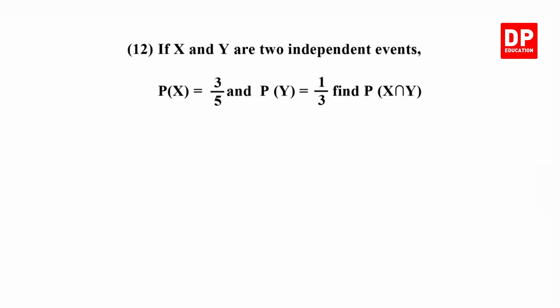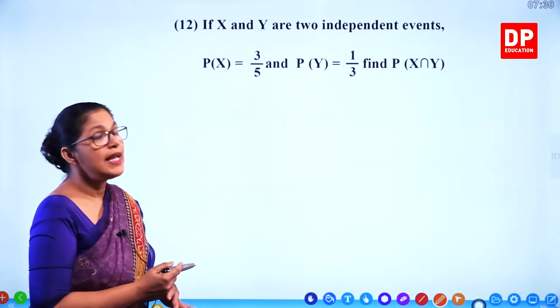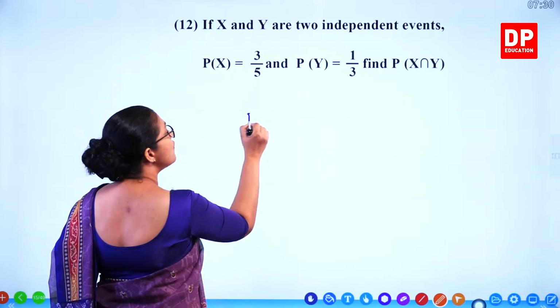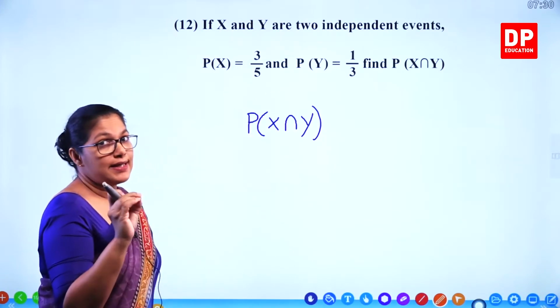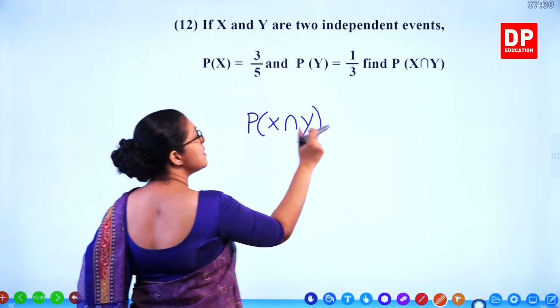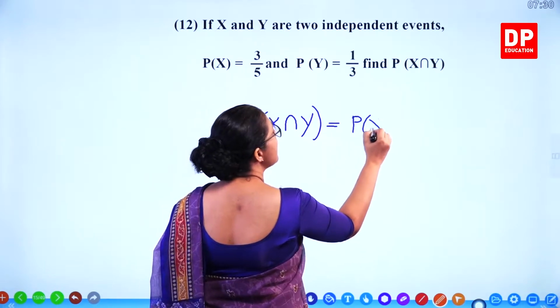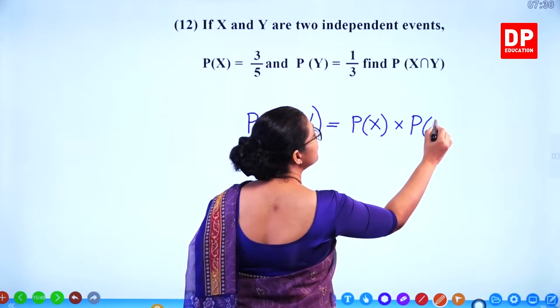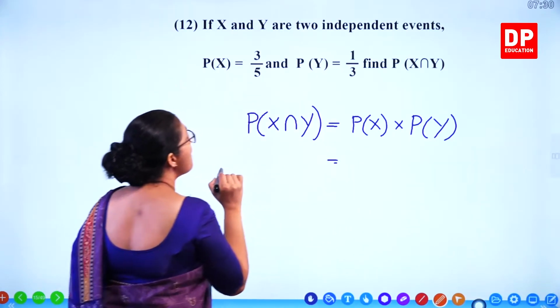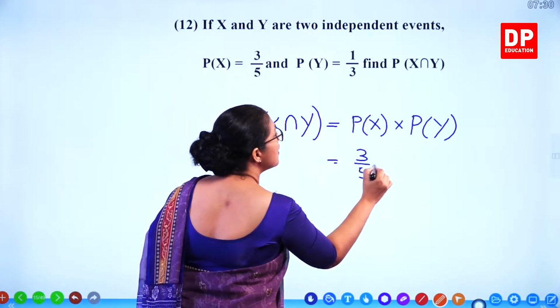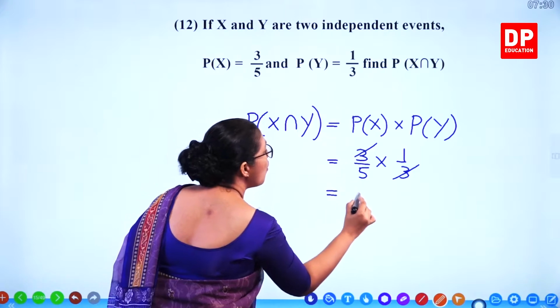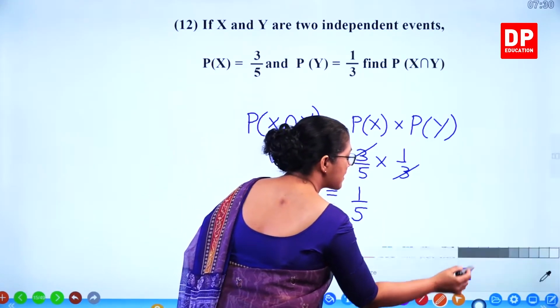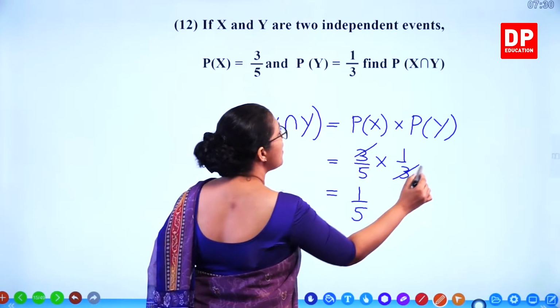Question number 12. If x and y are two independent events, if P(x) is this and P(y), find the intersection. So we know if the two events are intersecting and independent, you can write down the intersection as the multiplication of the two probabilities. P(x) is 3/5 and P(y) is 1/3. When you cross out, you get 1/5 as the intersecting value. So 2 marks.